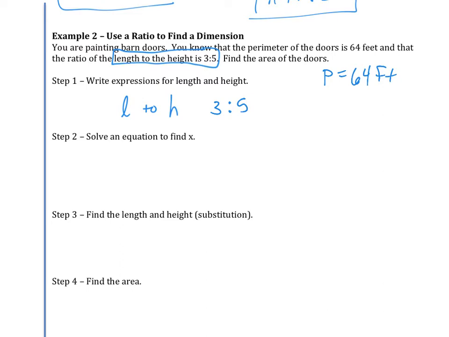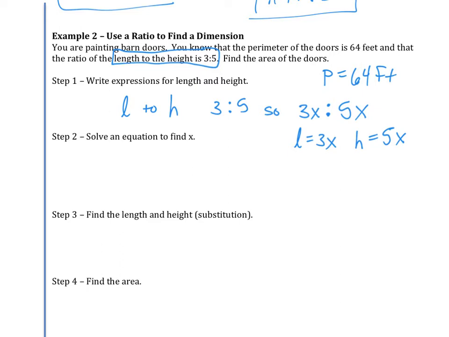We don't know what the length and the height is, but we do know that for every 3 feet the length is, the height is 5 feet. So we could write down 3x to 5x. Therefore, length equals 3x and height equals 5x. So depending on what x is, that's how we find out the length and the height.